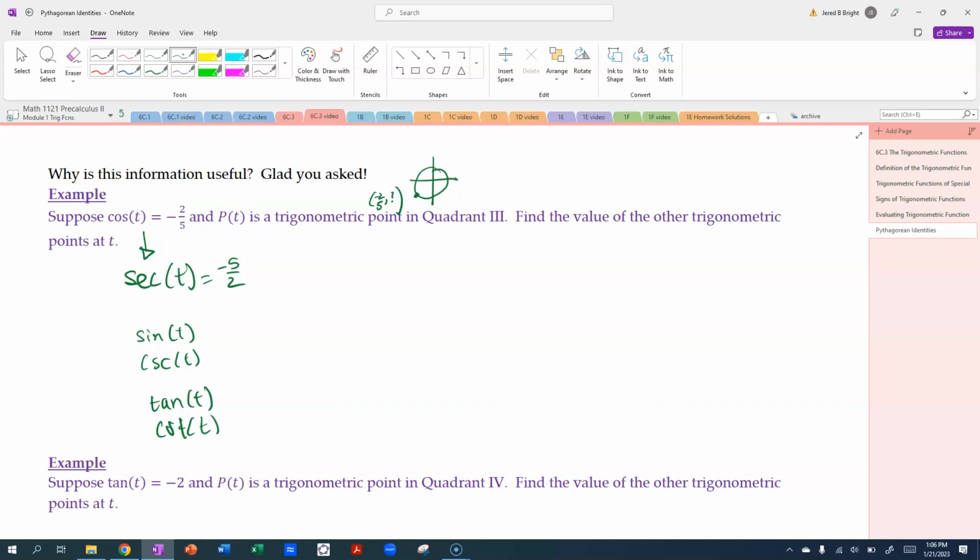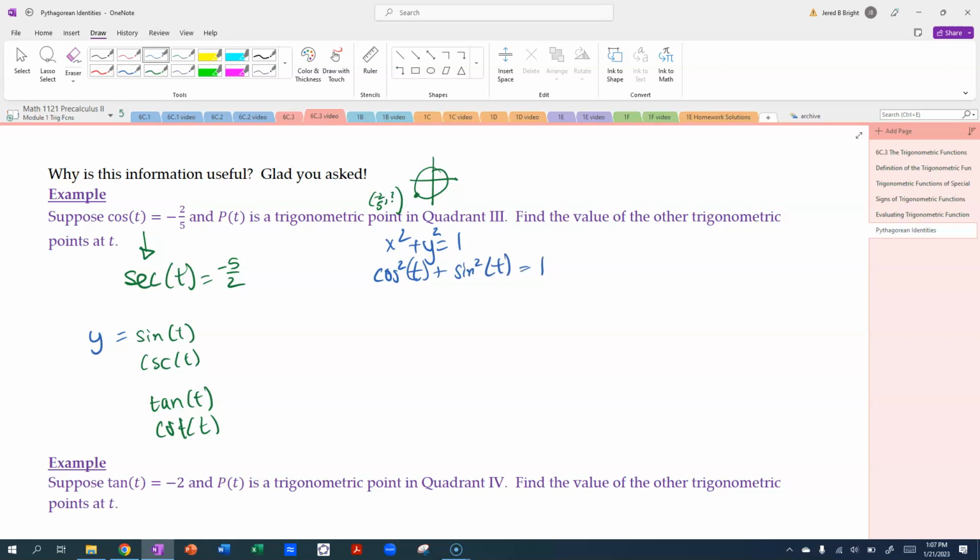I know it's a negative number. Okay, so how do I find that y-coordinate? Remember, y is sine, right? So I know I have x squared plus y squared is equal to 1. Yes, that is true. But again, on the unit circle, we have cosine squared of t plus sine squared of t is equal to 1.